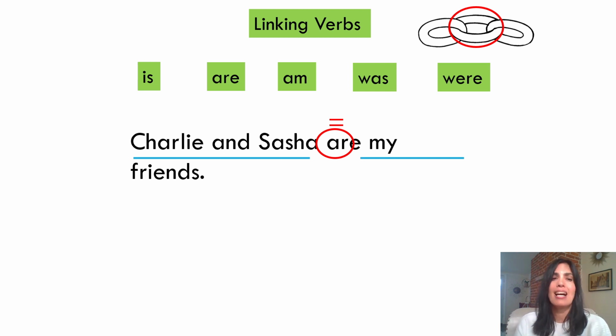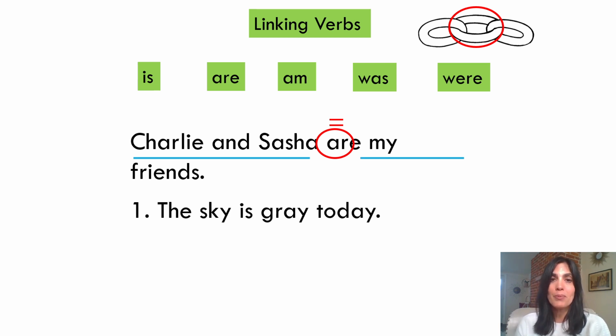Let's take a look at another example. It reads this: The sky is gray today. What is this sentence about? Yes, the sky. And which words tell us more? Go ahead and think. Yes, gray today. This verb in the middle, is, that's the linking verb. It tells us more about who or what.